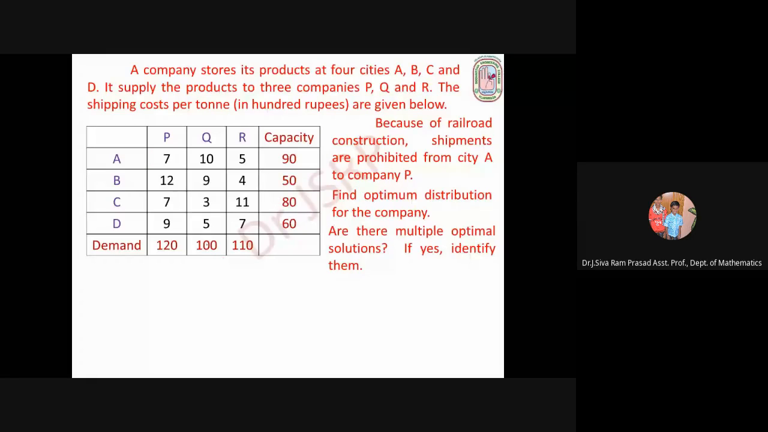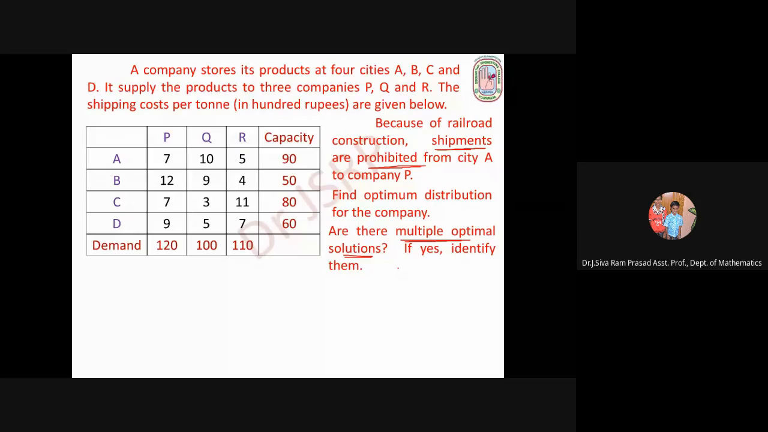Okay. So this problem involves 3 concepts. First, unbalanced problem. Second one, prohibited shipment, and multiple optimal solutions. Okay. So this problem involves 3 concepts. First one is unbalanced transportation problem concept. Second one is prohibited shipment, and third one is multiple optimal solutions. So 3 concepts covered in this problem.